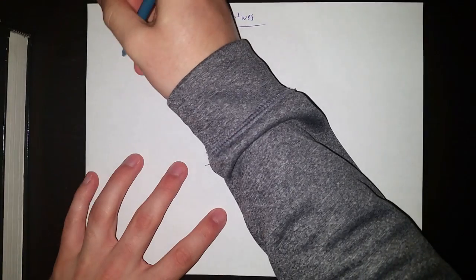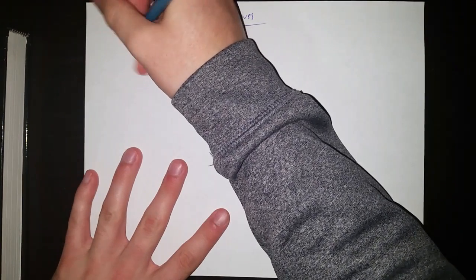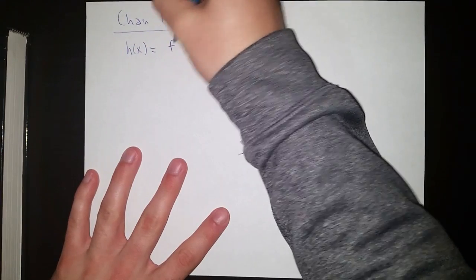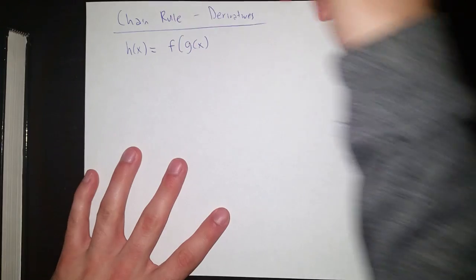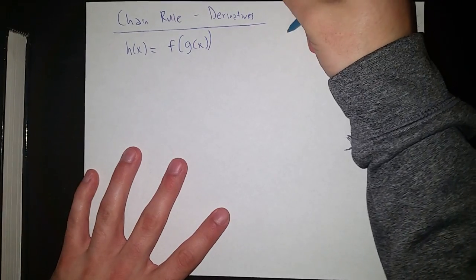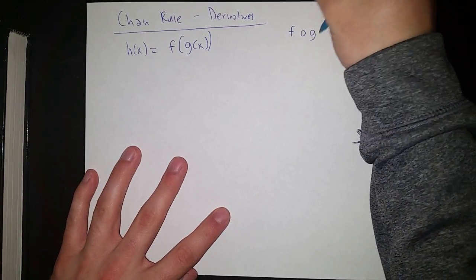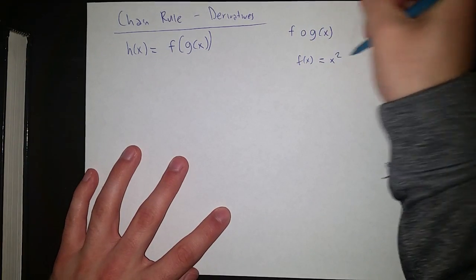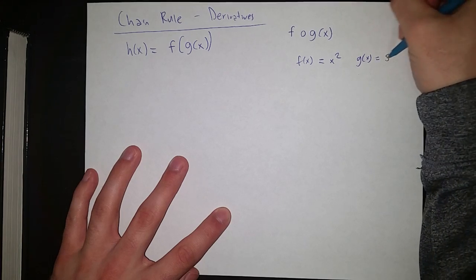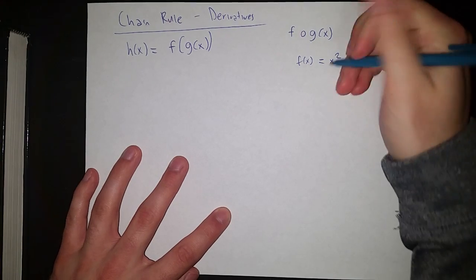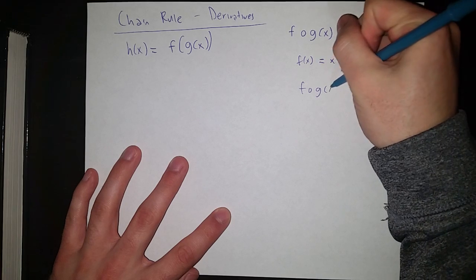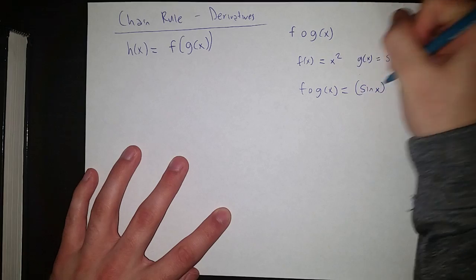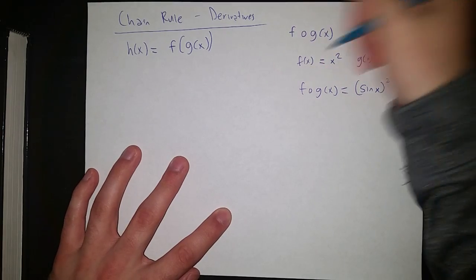Okay, so what's the definition of the chain rule? Given a function h of x that is f composed with g, so we know that composition, let's say that f of x equals x squared and g of x equals sine x, then f composed with g equals sine of x squared. We just plug in g for x.